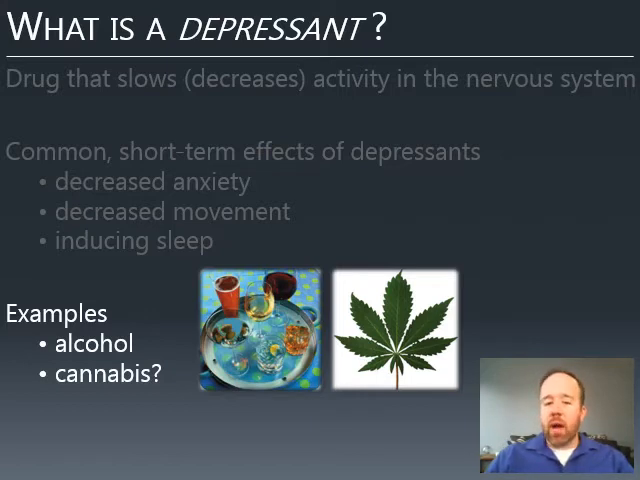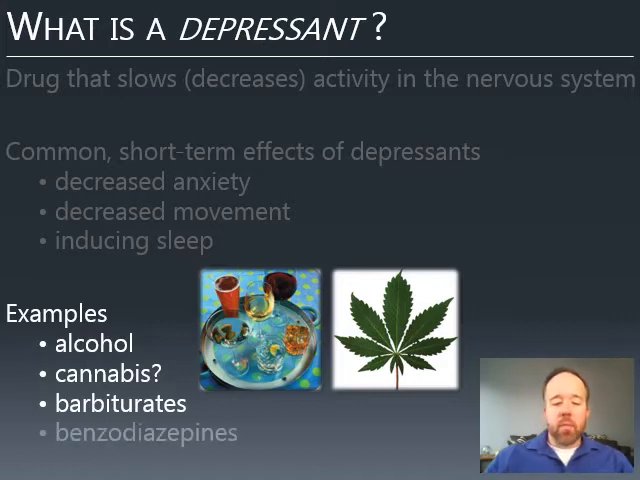And so we don't classify cannabis typically as a depressant, even though it has certain depressant-like effects. Barbiturates are a very common, or at least they were a very common class of depressant. As we'll see, they've become less common with the development of less risky drugs. The benzodiazepines are very popular. They're also depressants, and they're in very common use even today.